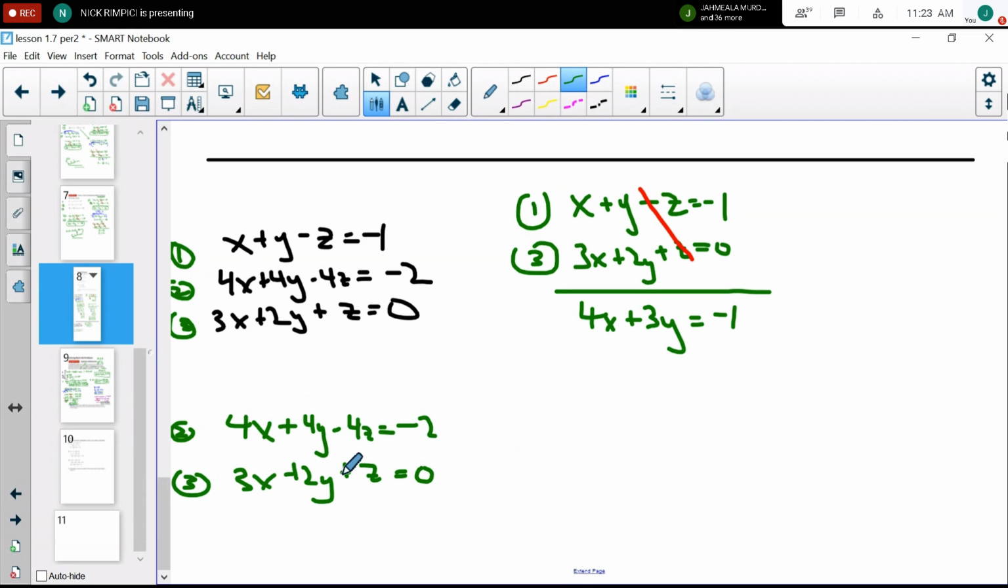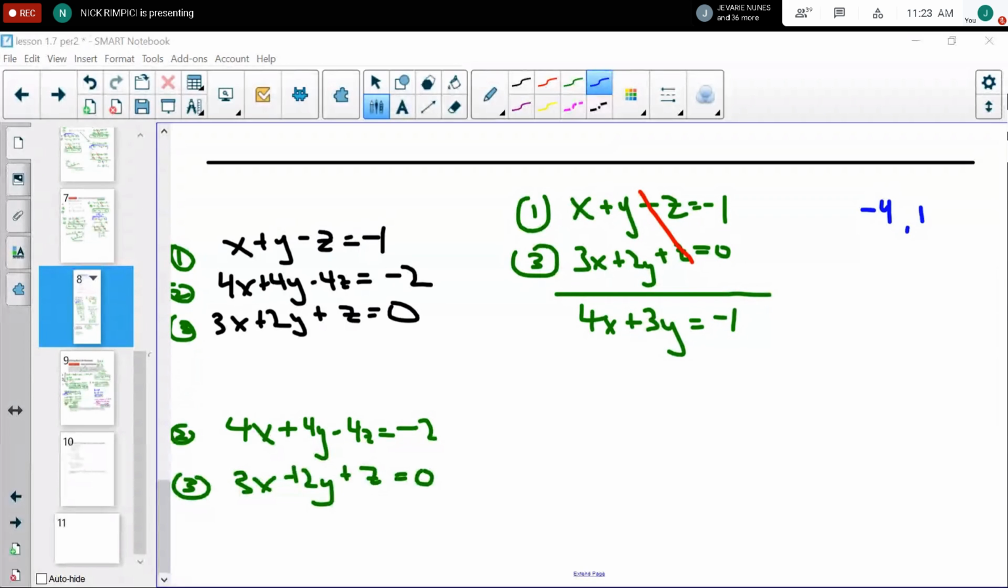So let me look at my z values. My z values are -4 and +1. These are not going to cancel out the way they are. You're going to have to do something to one of them to make them cancel out. Anybody have any ideas of what we can do?